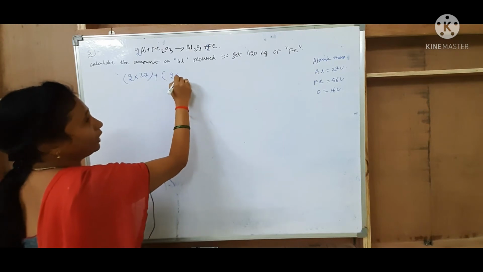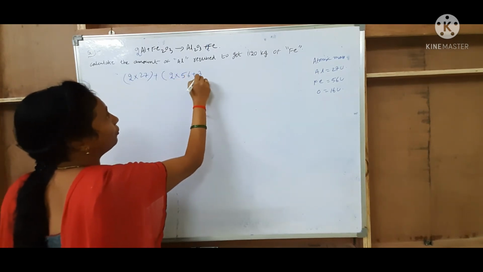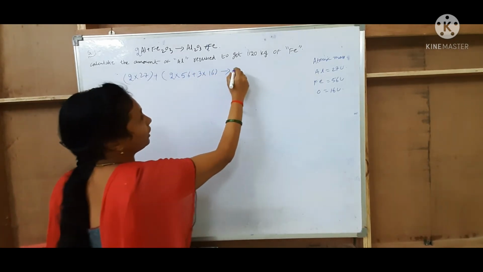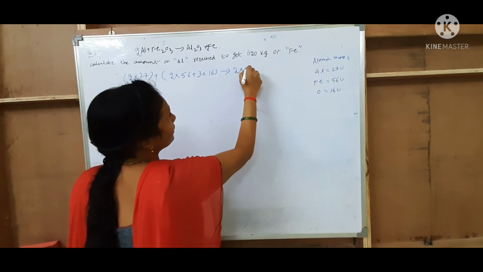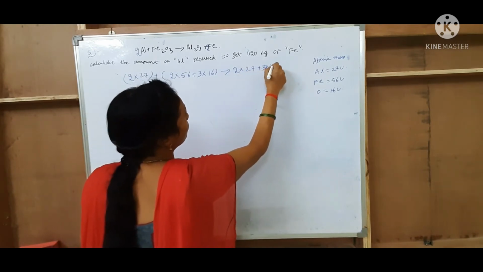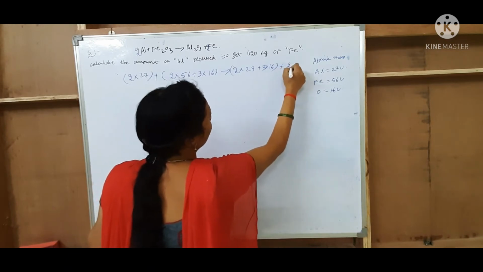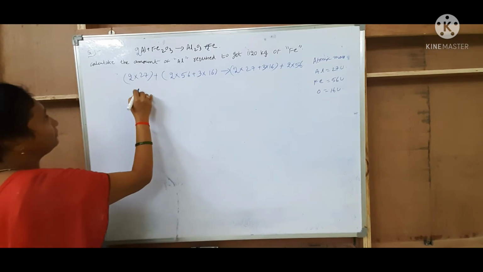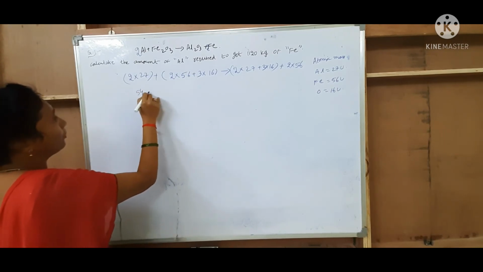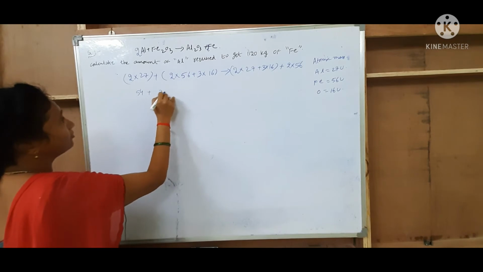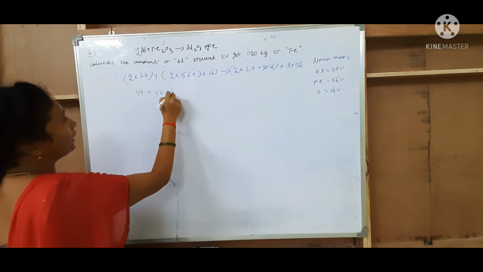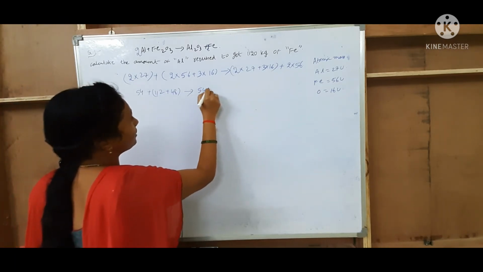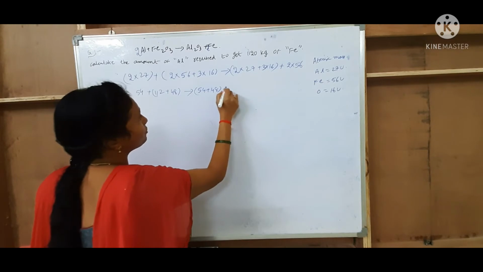Fe2O3: 2 into Fe, 56, plus O3 means 3 into oxygen, 16, implies Al2O3: 2 into 27 plus 3 into 16, plus 2 into Fe, which is 56. You have to solve it. 2 into 27 is 54, plus 2 into 56 is 112, plus 3 into 16 is 48.